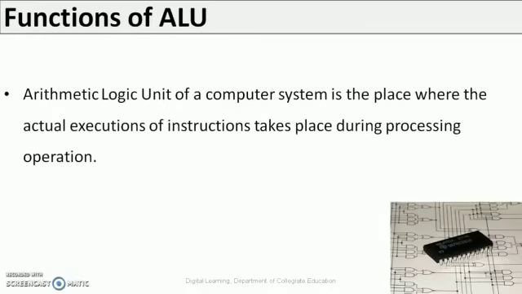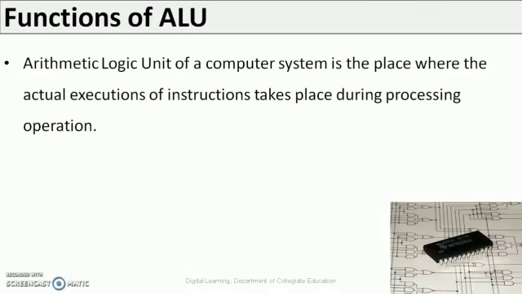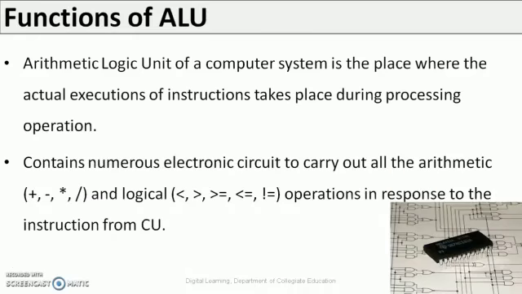What is the ALU? The ALU is the place where actual execution takes place. It contains two units: the arithmetic unit, which carries out arithmetic operations like addition, subtraction, multiplication, division, and exponentiation, and the logical unit, which does logical operations, that is decision making operations like greater than, less than, equal to, and not equal to.